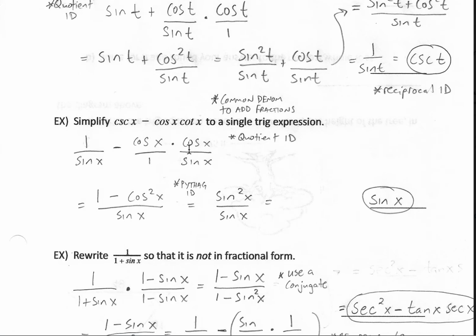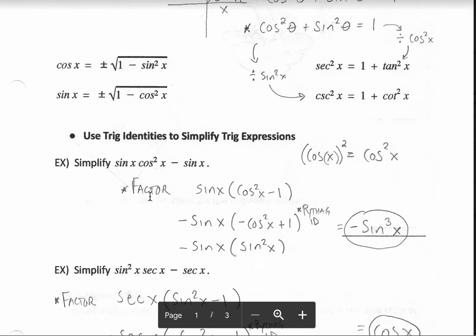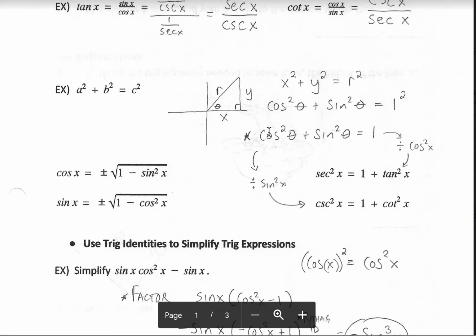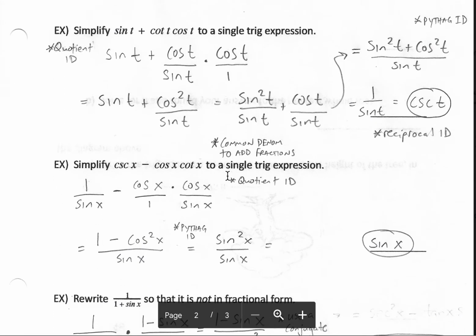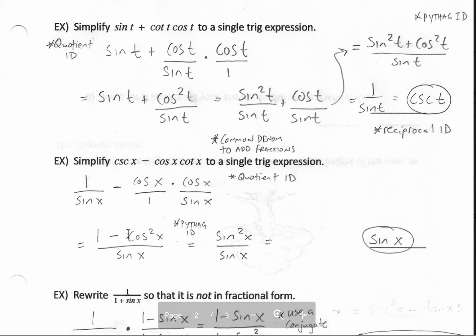I got cosine squared all over sine of x. And so if I have the same denominator here, well then I'm going to say that's 1 minus cosine squared over sine of x. And now we have this Pythagorean identity, 1 minus cosine squared. If I take my cosine squared here and subtract it from both sides, then 1 minus cosine squared is going to be equal to sine squared. And so I can use that Pythagorean identity to rewrite this numerator as sine squared. So now I have sine squared divided by sine, and that's just going to leave 1 sine.